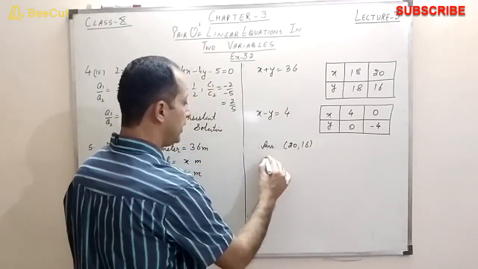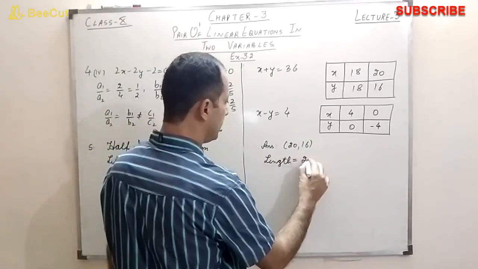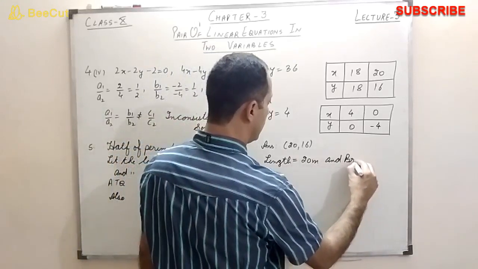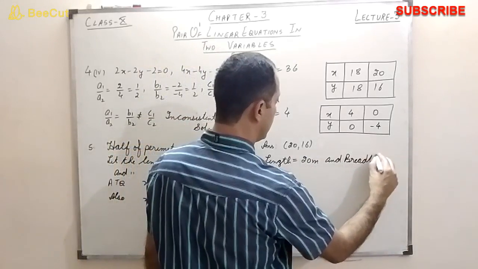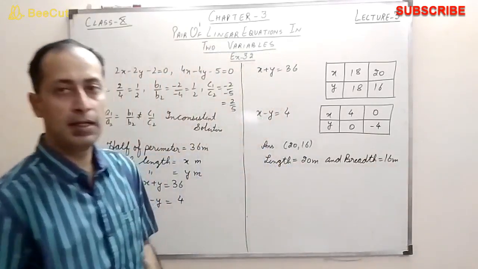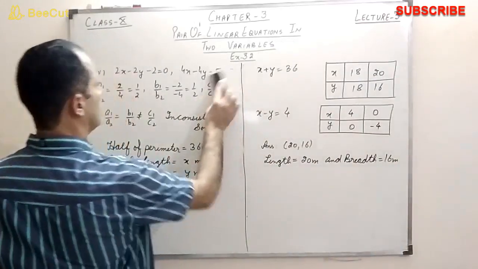So at the end you will write: length equals 20 meters and breadth equals 16 meters. Right? Let's see the next question now.